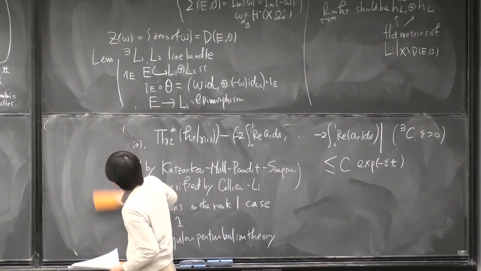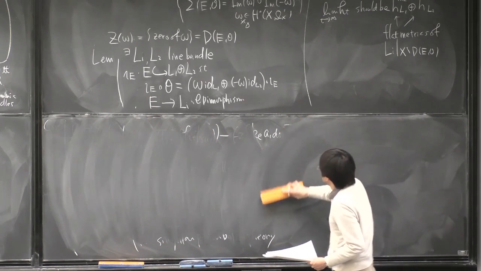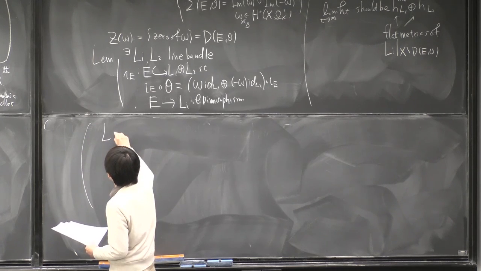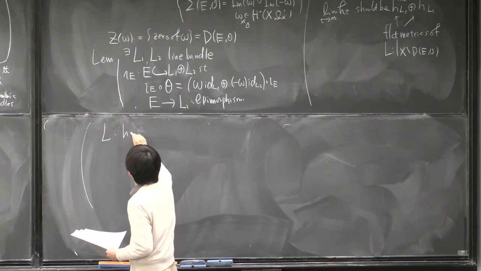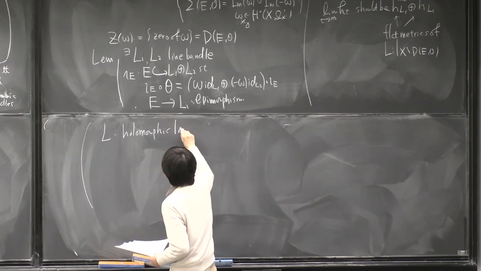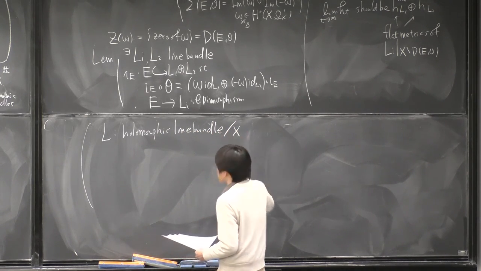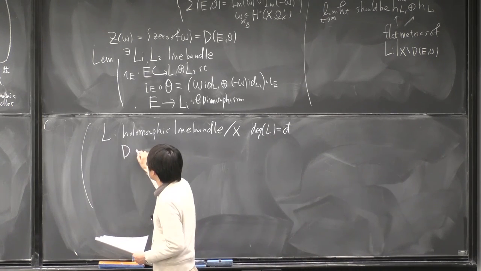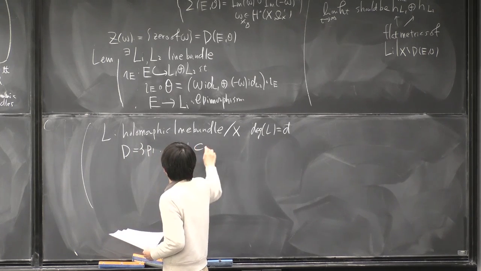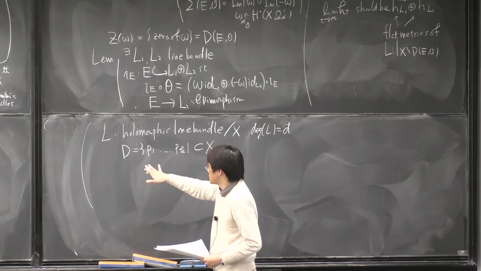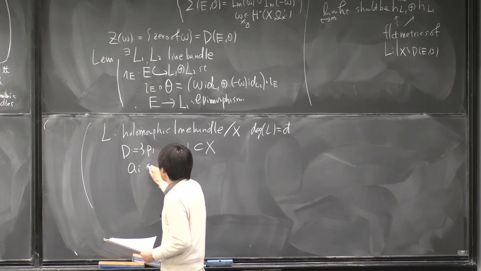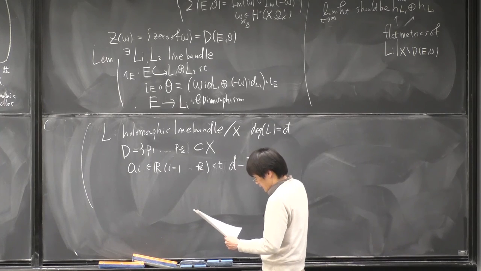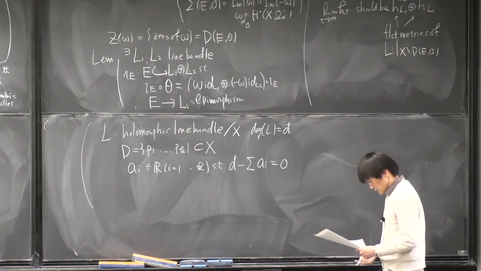And here, let me remind you of a classical theory for singular flat metrics on line bundles. So let L be a holomorphic line bundle on X of degree d. Then suppose we are given a finite subset D of X, and suppose real numbers a_i are attached to each point. I mean, we are given real numbers such that d minus the sum of a_i equals 0. Suppose we are given this data.